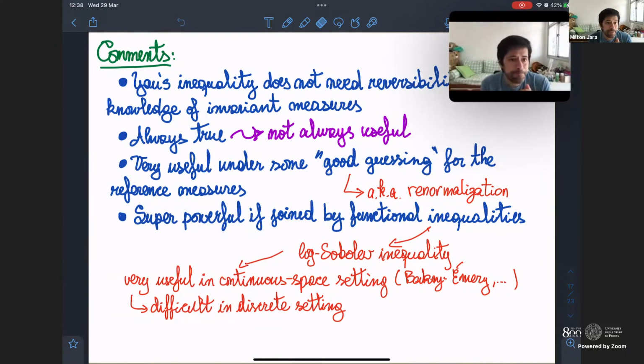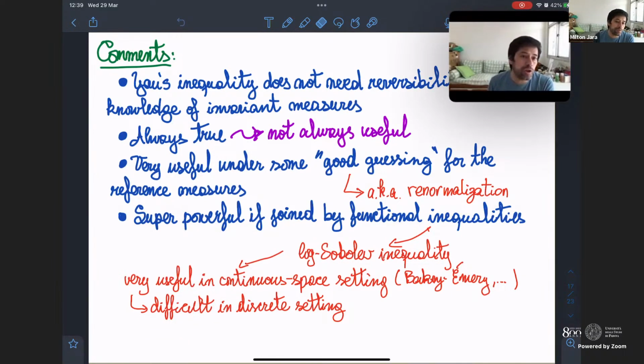And if you can join this Gauss inequality with functional inequalities, because of all these variational formulas that you have at your disposal, then it gets very powerful. So in particular, if, for example, you have access to sub-log Sobolev inequalities or something of the sort, you start to get very, very good information about your Markov chains out of that.